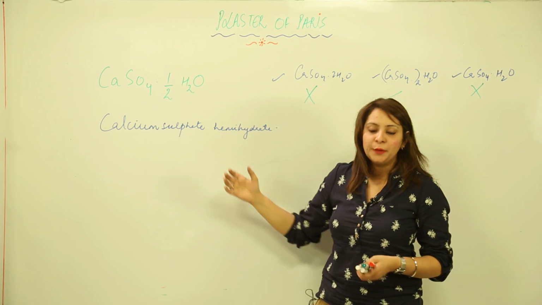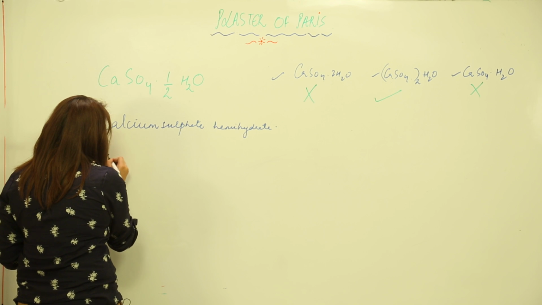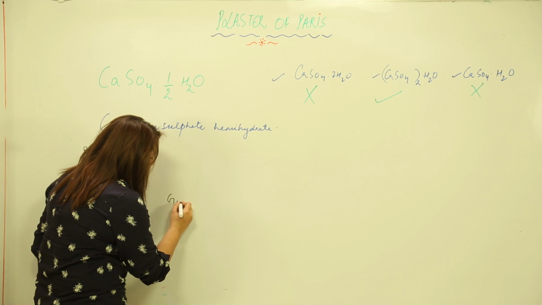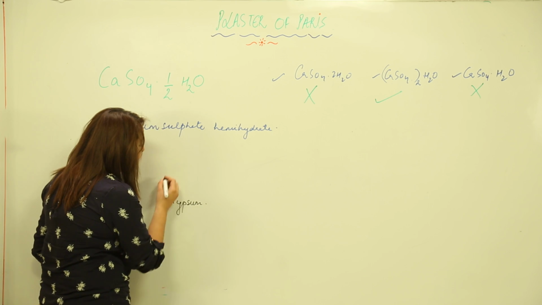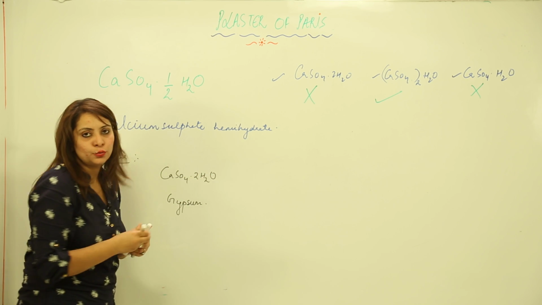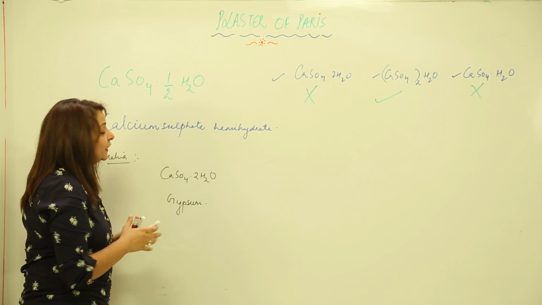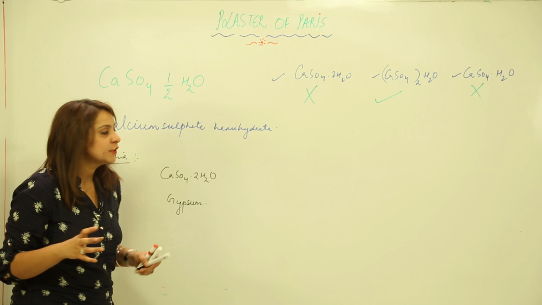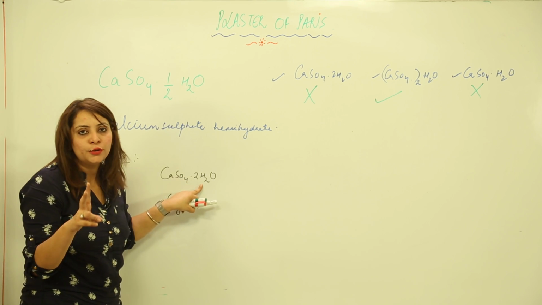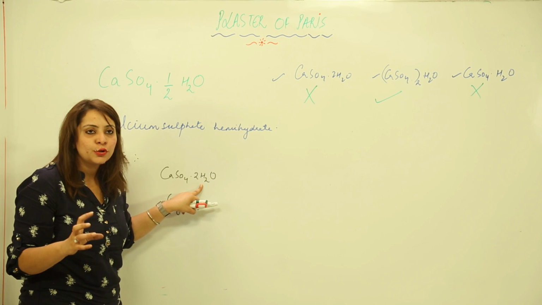Now we are concerned with its preparation. The raw material required to prepare POP is gypsum. The formula for gypsum is CaSO4·2H2O. So what is the difference between the chemical composition of gypsum and POP? It's only a difference in water molecules. Here we see half a molecule of water of crystallization, and here we get 2 molecules. So the difference lies in the number of molecules of water of crystallization.